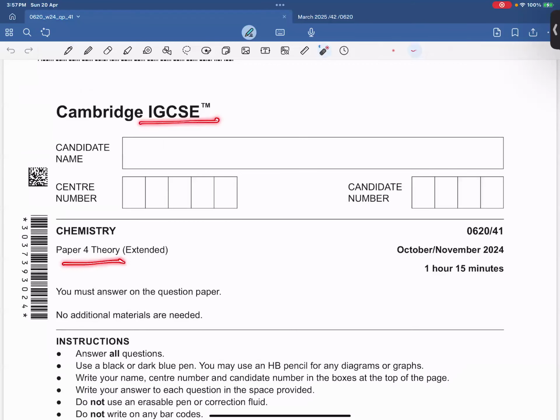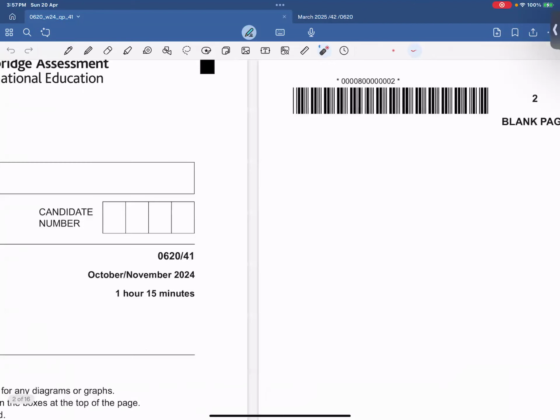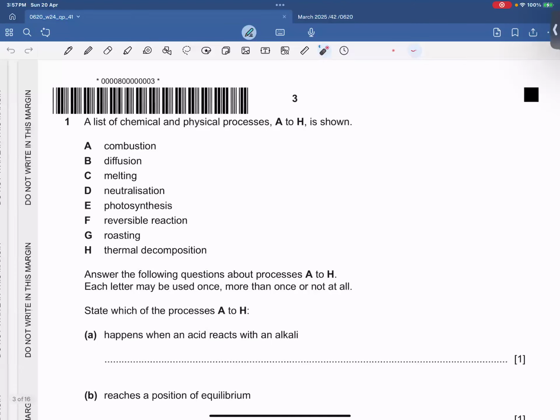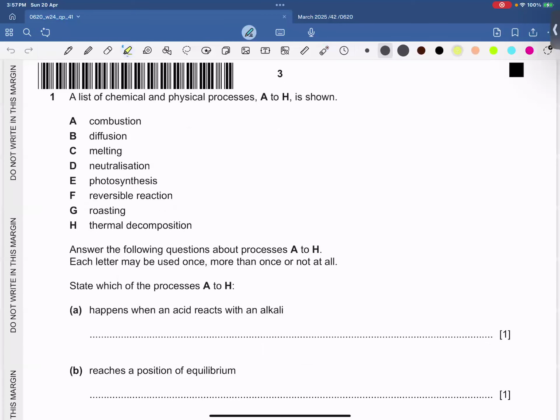IGCSE O-Level Paper 4, October-November 2024, Variant 41. Question number 1. A list of chemicals and physical processes A to H is shown. Answer the following question about processes A to H. Each letter may be used once, more than once, or not at all. State which of the processes A to H happens when an acid reacts with an alkali.